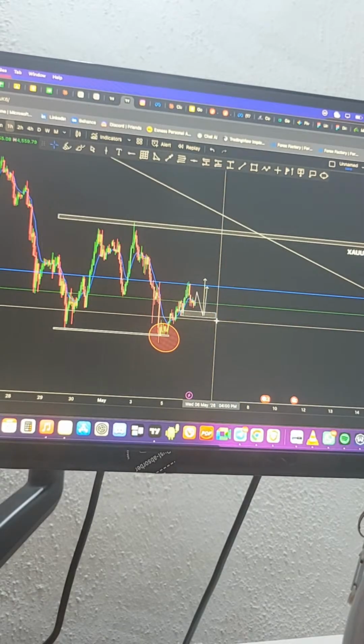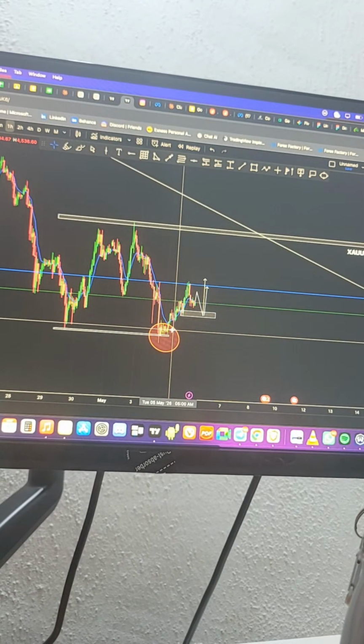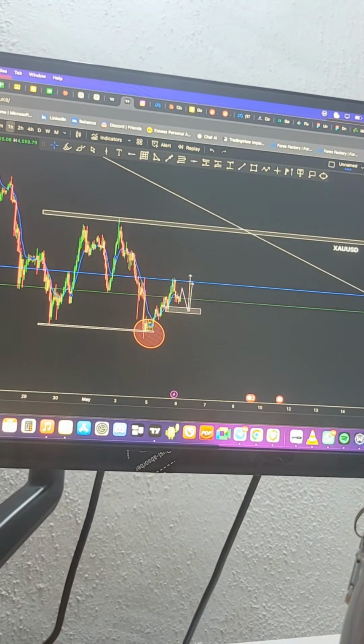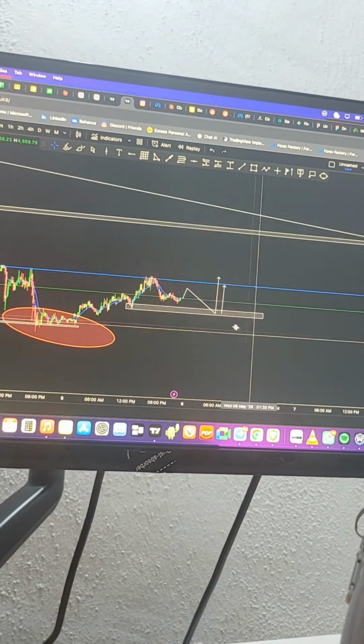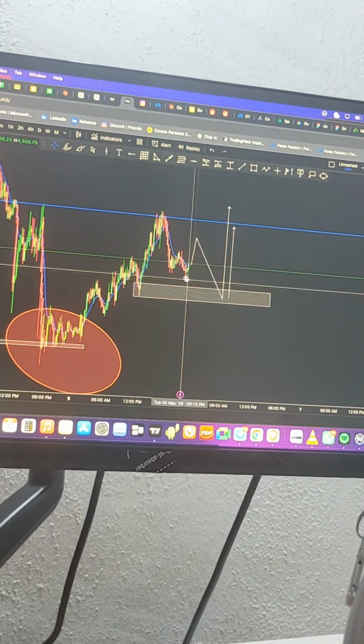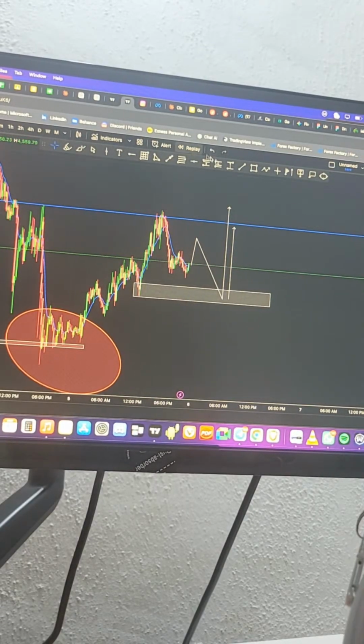So what I'm going to do is look for how to get involved in the buy from that zone that I marked out. How to get involved in the buy from around here. So this is where I want to get involved. So price might just use there as liquidity.